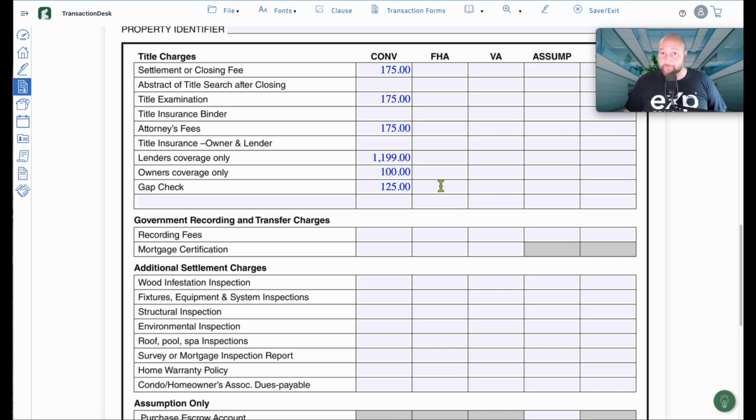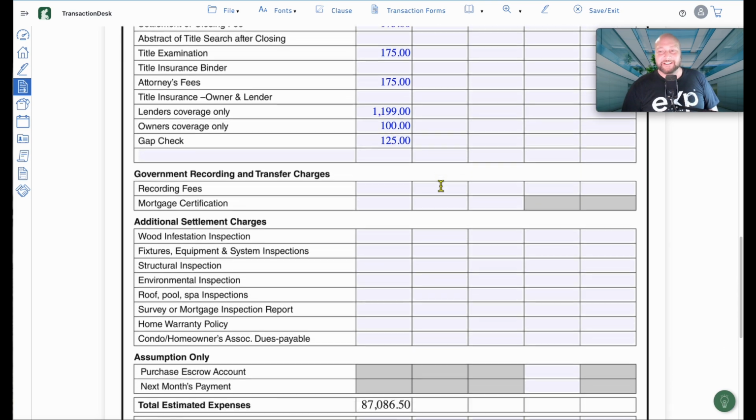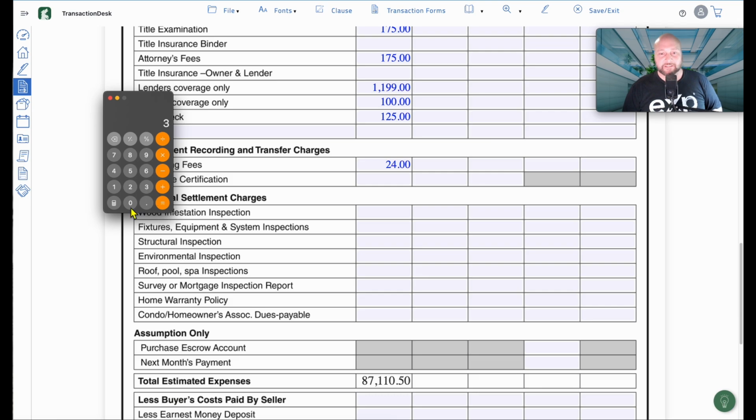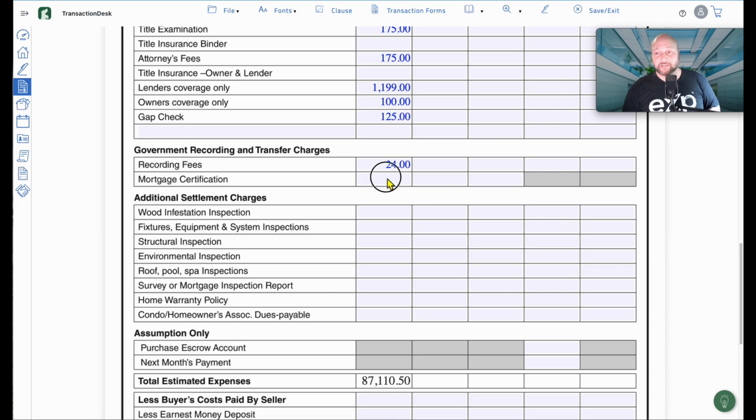Going once? Going twice? All right, government recording fees. Recording fee is real simple. It's $24 typically. You got to record a deed and you got to record an addendum saying you're an American buying American property, you're not a foreign national. Mortgage certificate, you have a $300,000 mortgage. Let me show you that number real quick. $300,000 mortgage. Multiply that by 1.5, and that is your mortgage certificate, $450. There you go. That goes right there.